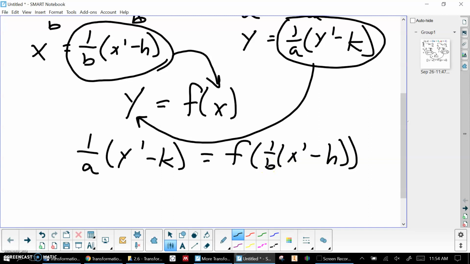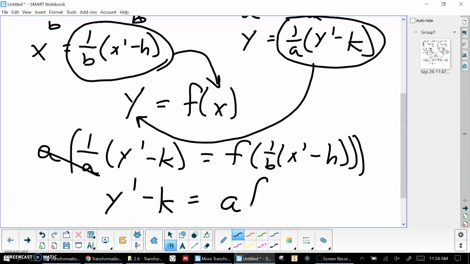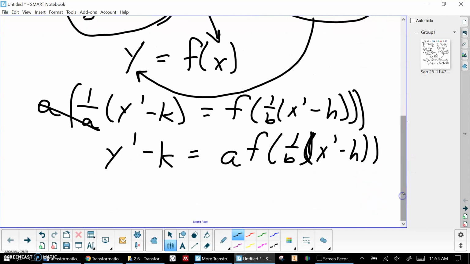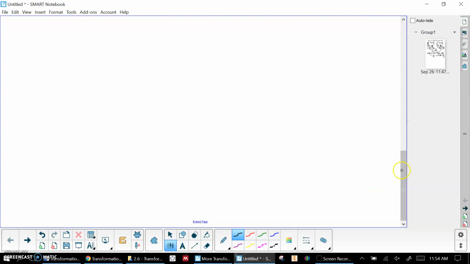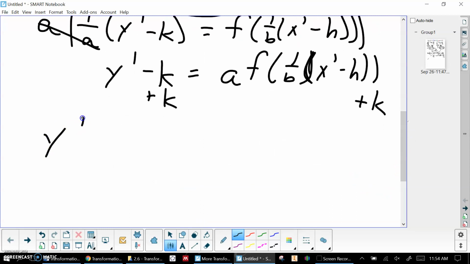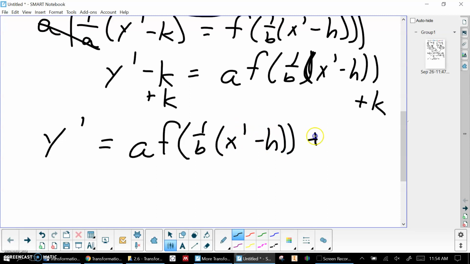What changes here is that we want to solve this equation for y prime. We want to write it as the image of the original function. To do that, we first multiply both sides of our equation by a, and we end up with y prime minus k equals a times f of 1 over b times x prime minus h. Then our last step is to add k to both sides. When we do that, we end up with y prime equals a times f of 1 over b times x prime minus h, plus k.